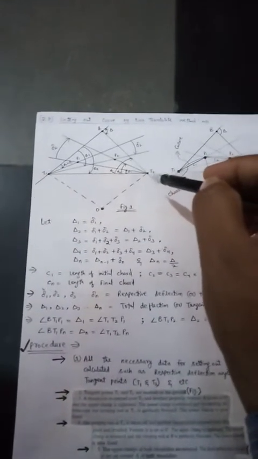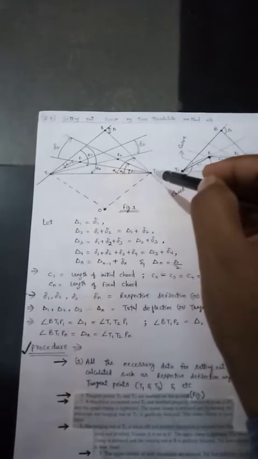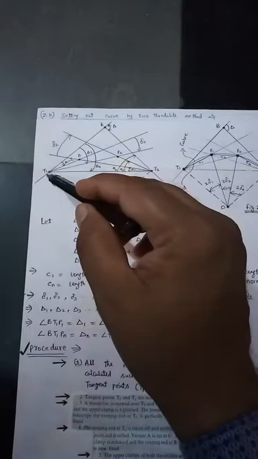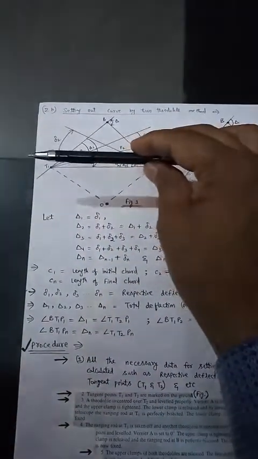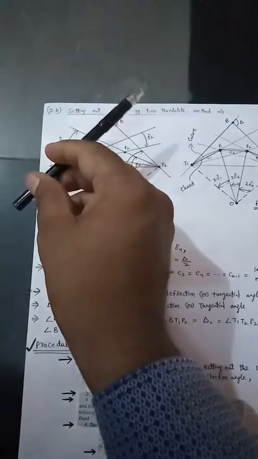So finally we use two theodolites here. First we set up the instrument at T2, after that at T1. From T1 we bisected towards T1. From T1 we bisected at B.